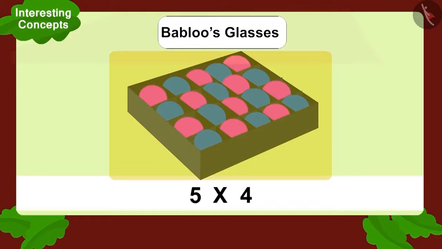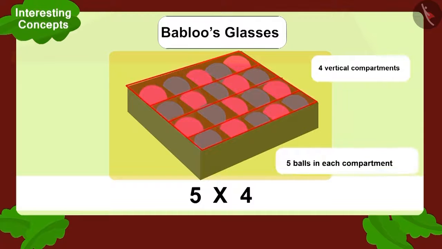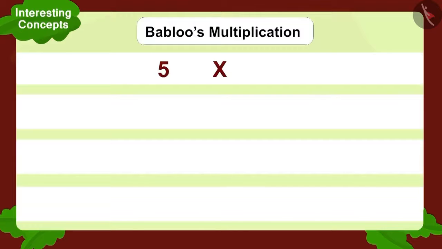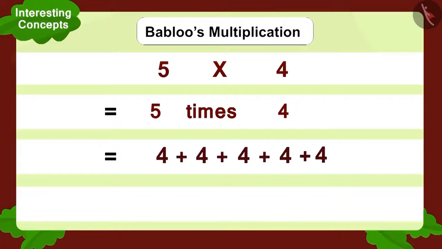Come, now let's look at Bablu's multiplication. Here Bablu saw 4 big compartments and 5 balls in each compartment. 5 multiplied by 4. Now how can we write this? 5 times 4. And how to write in addition form? Adding 4 5 times like this. So how many balls do you get?